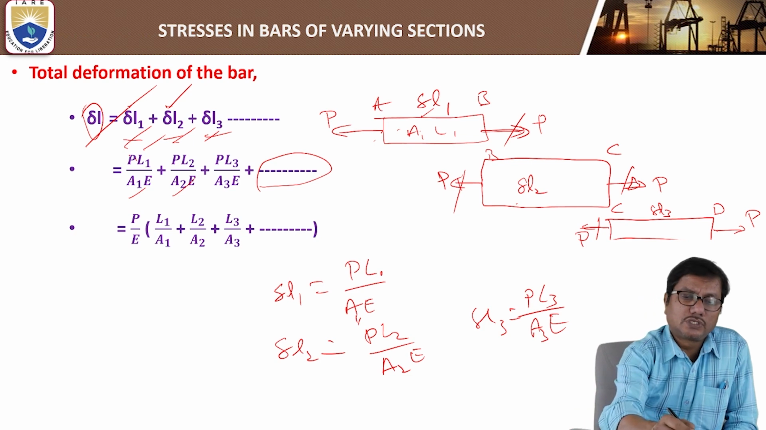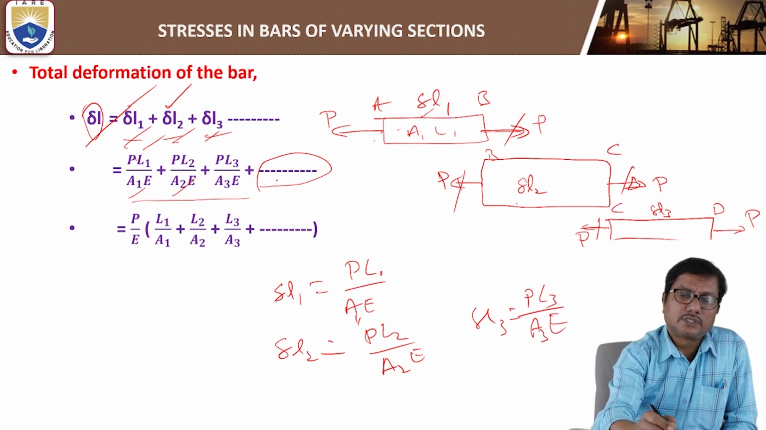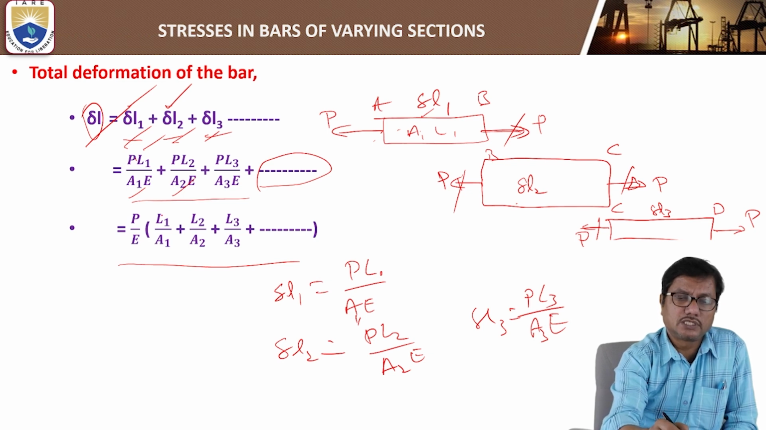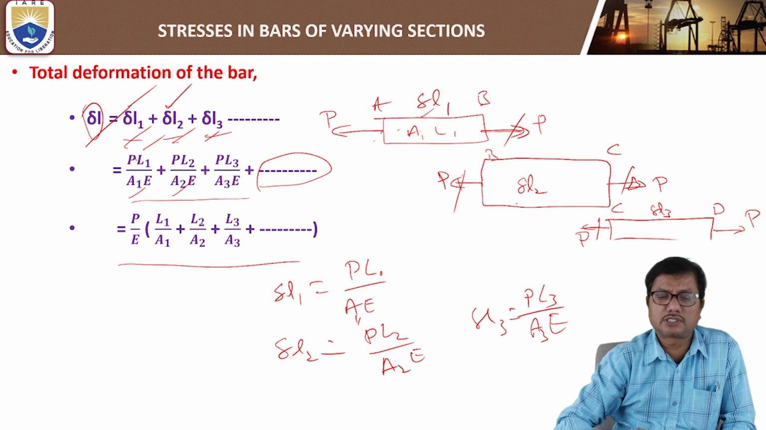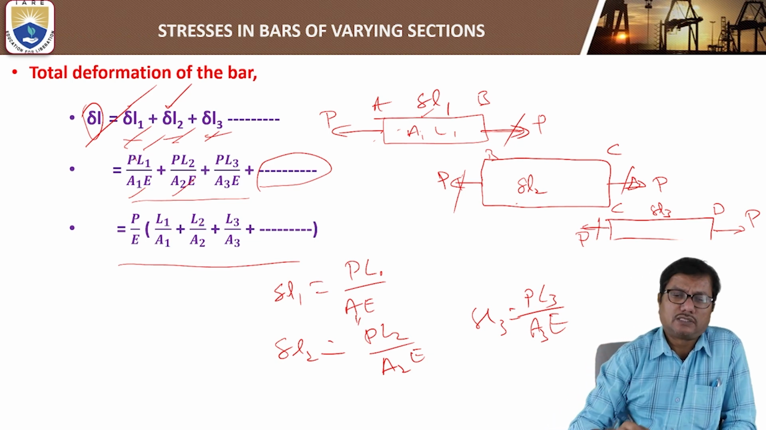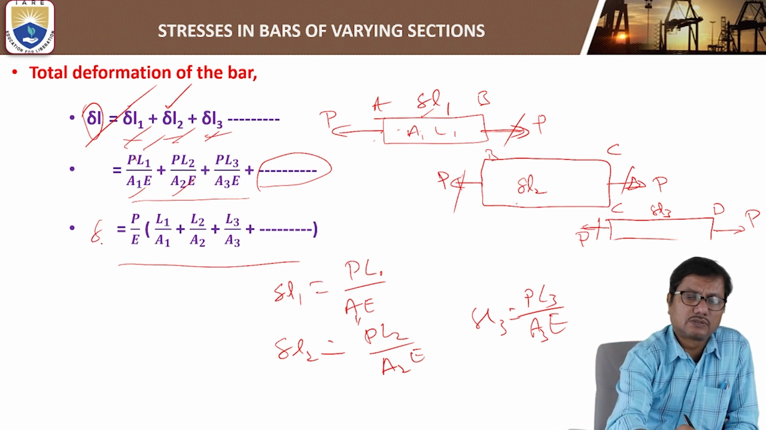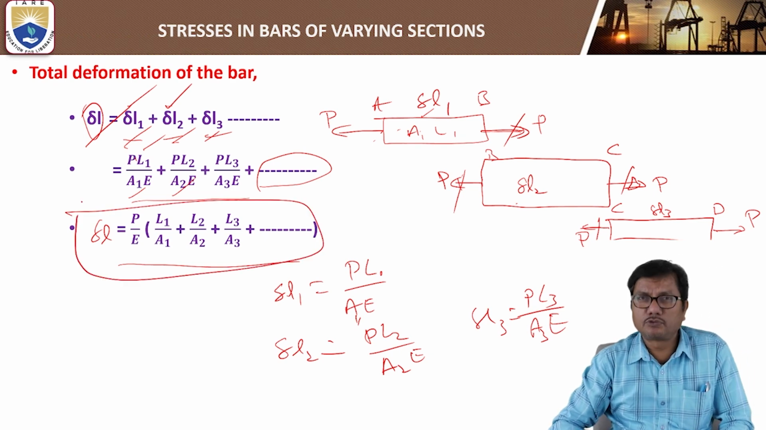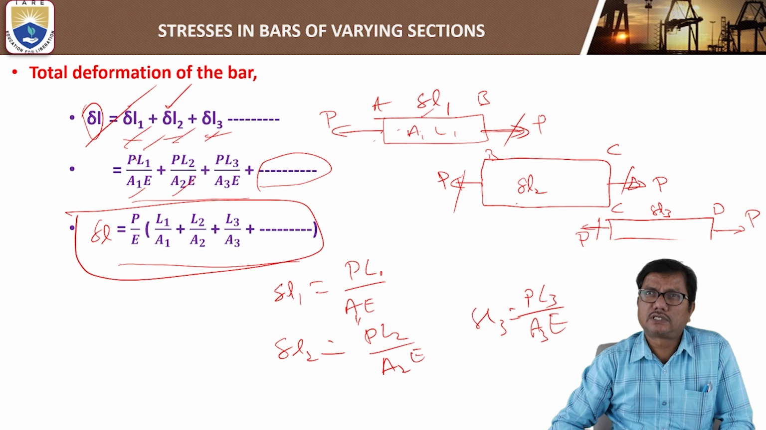So by summing up, you will get the expression: P by E, which is common, into L1 by A1 plus L2 by A2 plus L3 by A3. This is the total extension of the member consisting of different portions with different cross sections and lengths.